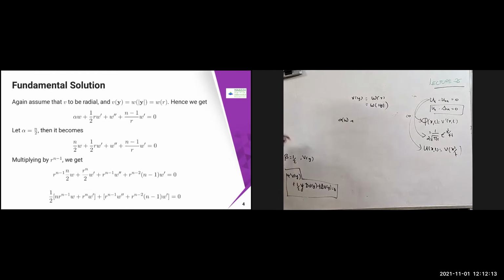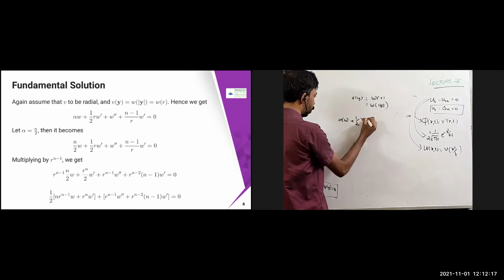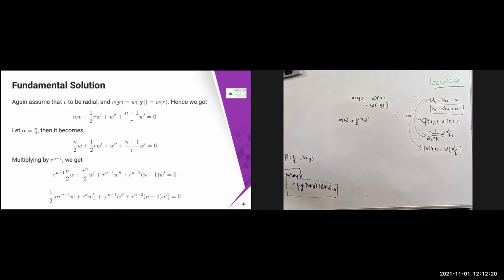Okay, Y dot, dVy, I'm going to write it as half into R W dash. Okay, Y dot W is there. R Y dot Y is going to become R, so R into W dash is going to come because dV is there. And then you have del Vy.